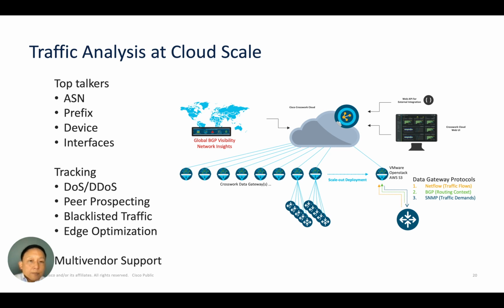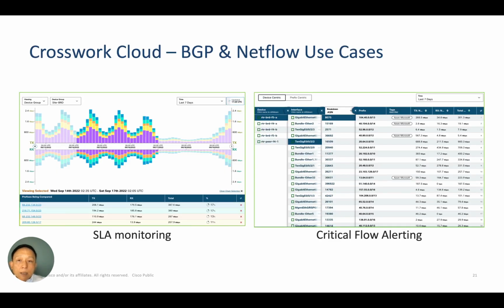Okay, just to talk about a little bit, right? So traffic analysis uses the Crosswork Data Gateway. You can install as many as you like, and each is rated at 1 million flows per second. You can support up to 100 devices, and we run on VMware, OpenStack, AWS S3. And as the data gateway, for network and traffic analysis, we collect NetFlow, BGP, SNMP information. Of course, IPFIX too, and it's a multi-vendor solution. All right, cool. Let's go through some screenshots and see where we're going.